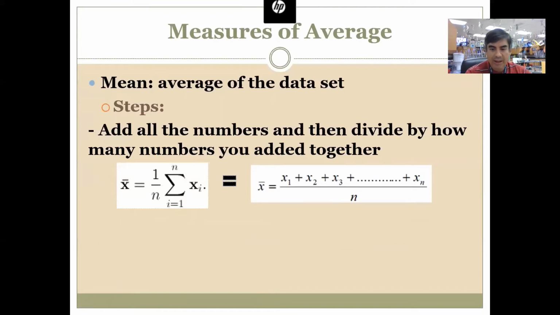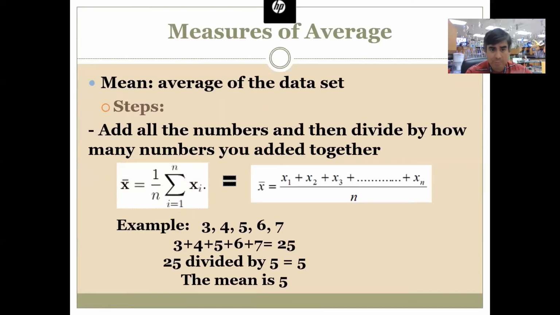So let's go ahead and go over a simple example. So mean, average. Guys, I think all of you know how to calculate an average. You add up all the numbers and then divide by how many numbers you added together. This is kind of our fancy equation. But let's look at an example.